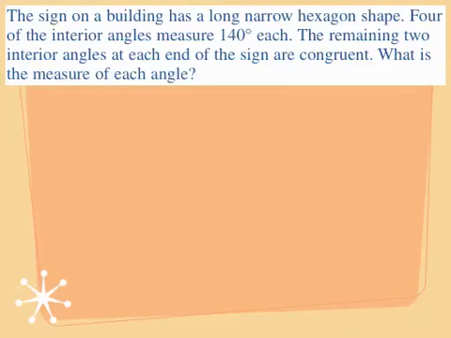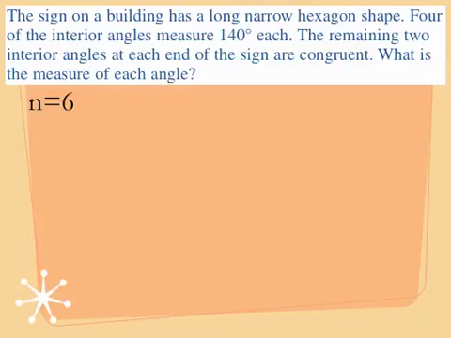The next question says that the sign on a building has a long, narrow, hexagonal shape. 4 of the interior angles measure 140 degrees each. The remaining 2 interior angles at each end of the sign are congruent. What is the measure of each angle? In this case, I know that the shape is a hexagon, which means that for n, I'm going to be plugging in 6. A hexagon has 6 sides.